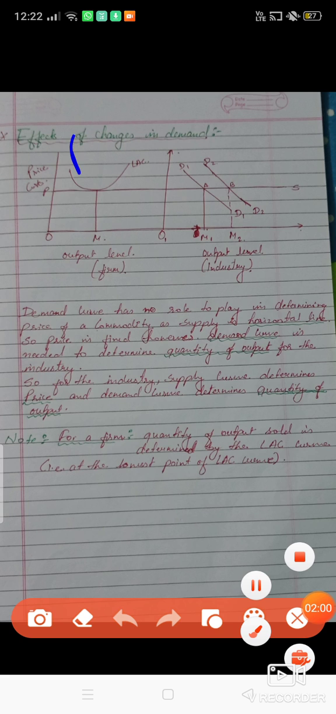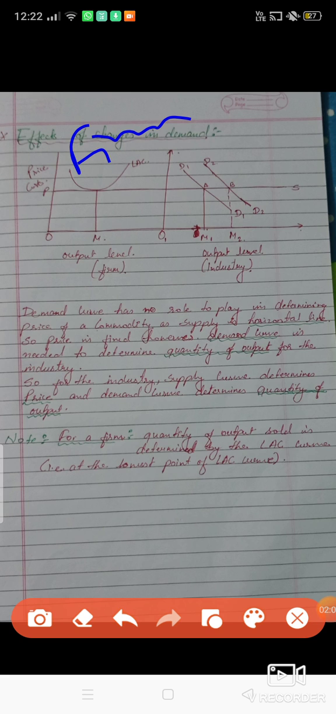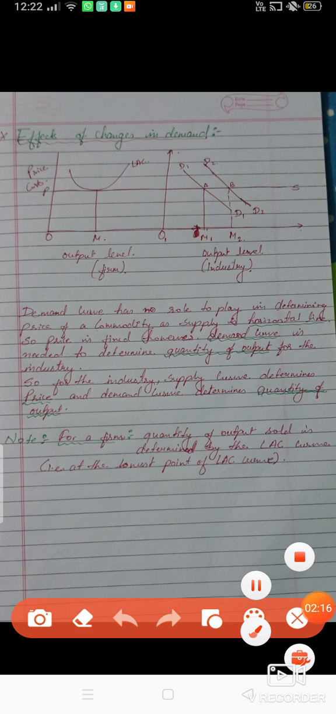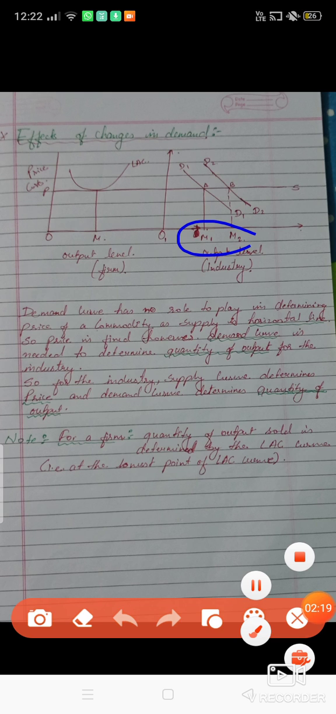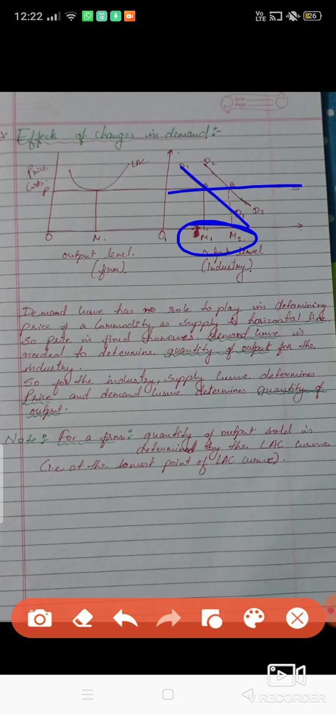Now this is of the farm, okay, we are talking about the farm, but this is about the industry. So this demand curve has no role in fixing price because price is fixed here, but demand has a role in determining the level of output. Here you can see that this is the supply curve. Here price, demand and supply both intersect. It means for the farm, O1 M1 is the output level where the farm can get the maximum profit.